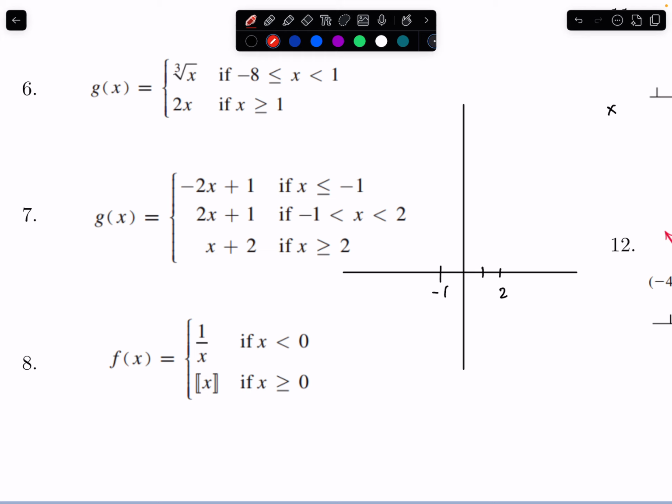So for x less than or equal to -1, it's -2x plus 1. So what I'm going to do is graph that first. -2x plus 1, that's an intercept of 1 and -2 slope, right? -1, -2. Right? This -1 is in my way.